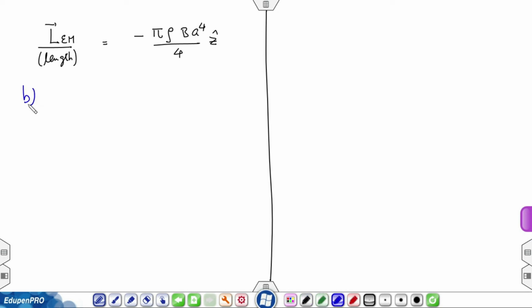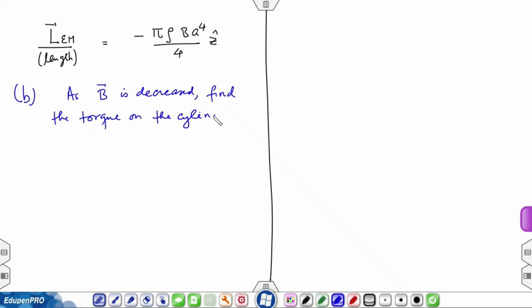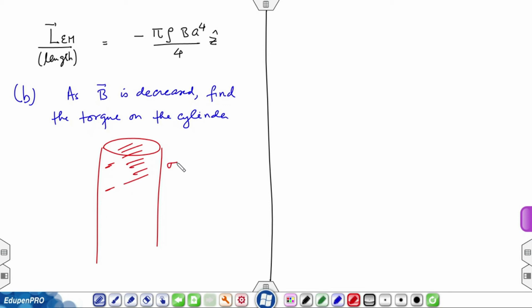Part B says as B is decreased, find the torque on the cylinder. So, why should this torque come about? It is very easy to understand physically. Here is the cylinder, it carries rho inside and sigma here.